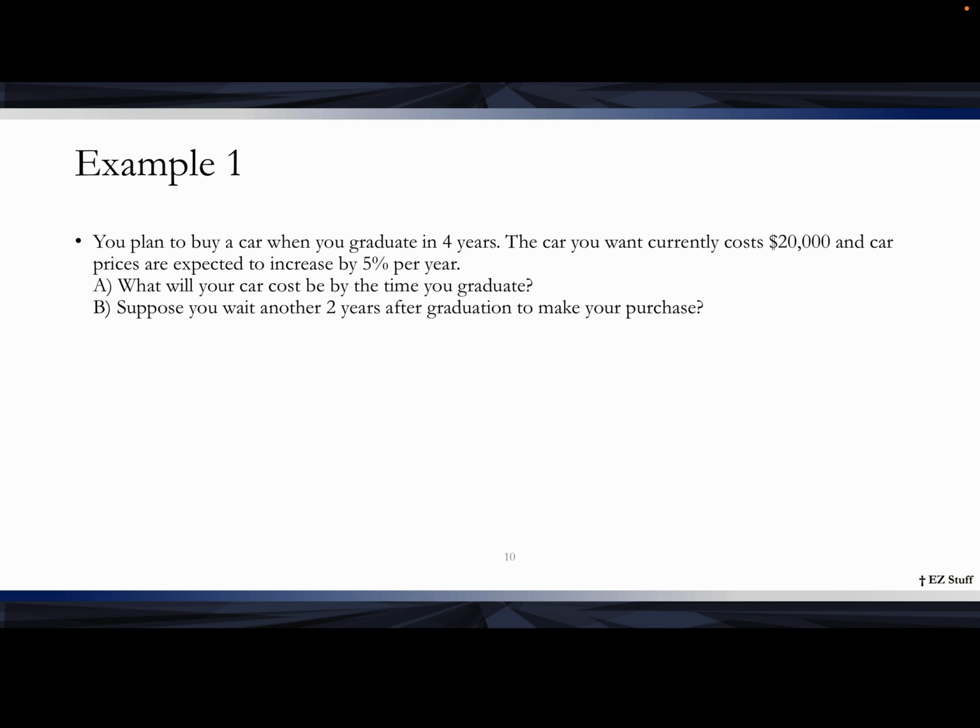Okay. So here, we'll look at the solutions, but you're given the cost of the car right now. That's the value of the car at time 0. We'll call it PV. And we know the N, right? The number of years is either 4 years or 6 years, depending on how long you wait to make the purchase. And we're given the rate at which the car price grows. The car prices are expected to increase by 5% per year. So that'll be our R.